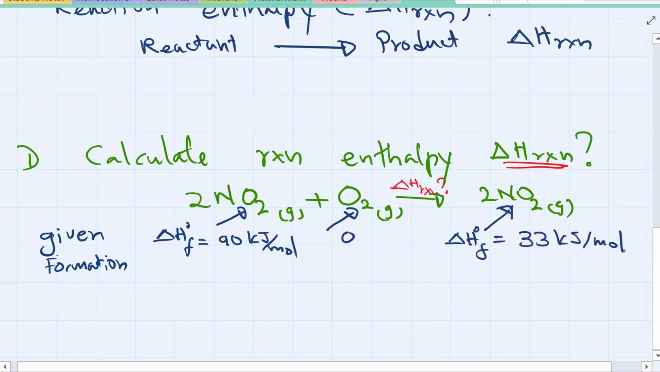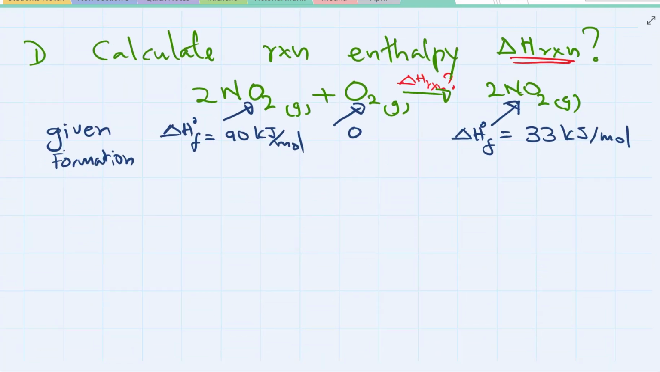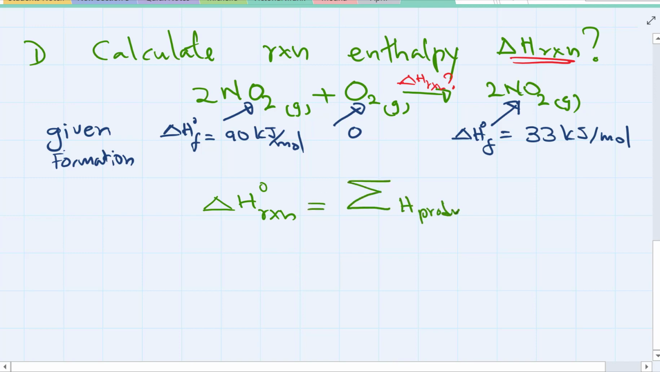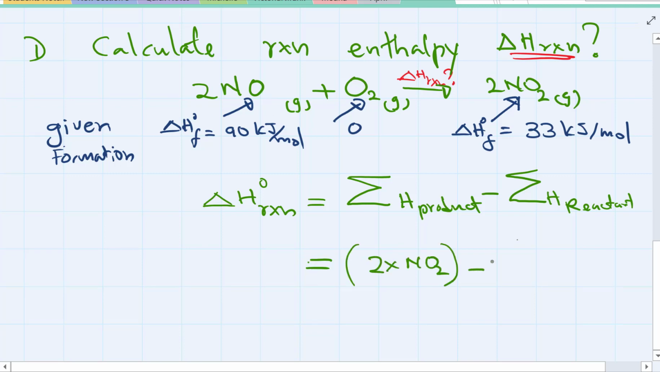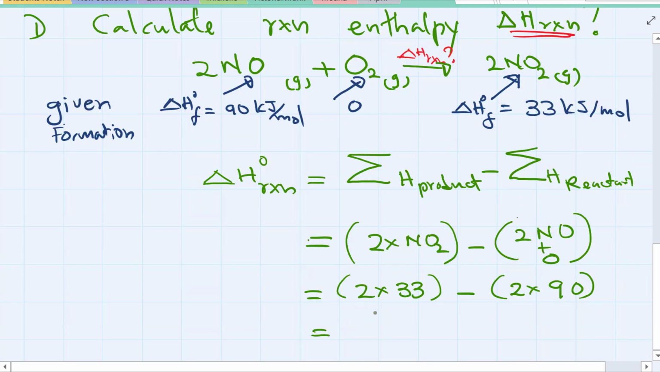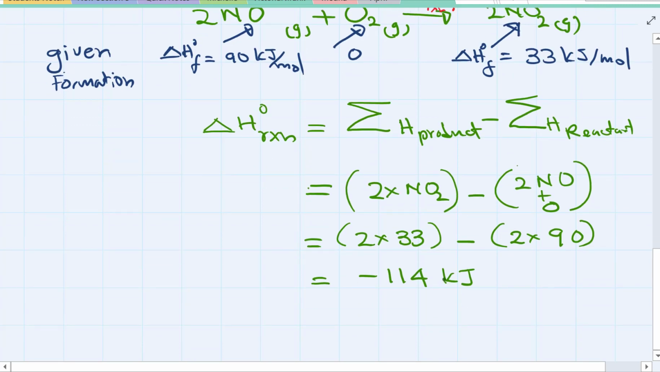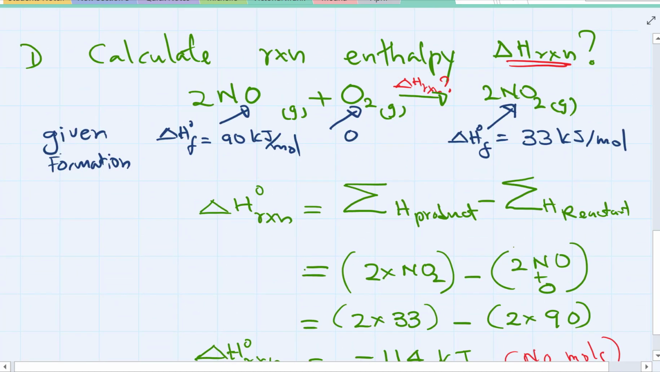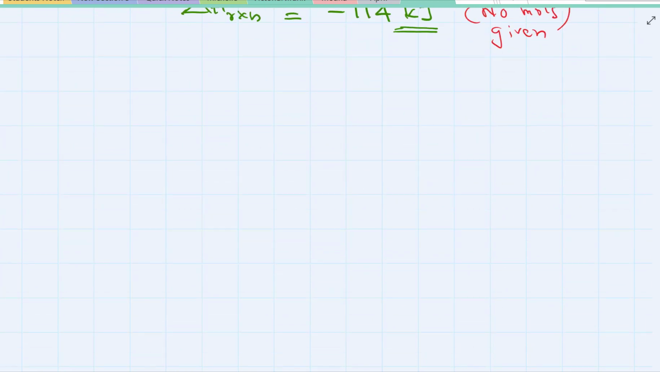NO is 90 kilojoules per mole, and NO2 formation enthalpy is 33 kilojoules per mole. Look at the units again. We know the reaction enthalpy is the total enthalpy of the products minus the total enthalpy of the reactants. Plug it in. Products are NO2 twice, 33 times 2, and reactants are 90 times 2. The difference is minus 114 kilojoules, with no moles given, because there is more than 1 mole anyway. That's how you do it. In the reaction, make sure you start with NO and oxygen going to NO2.